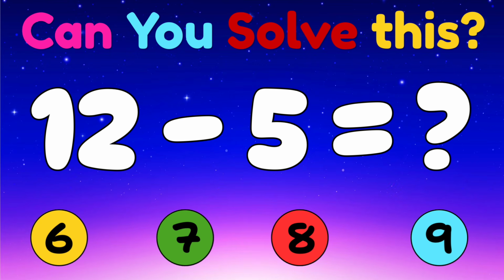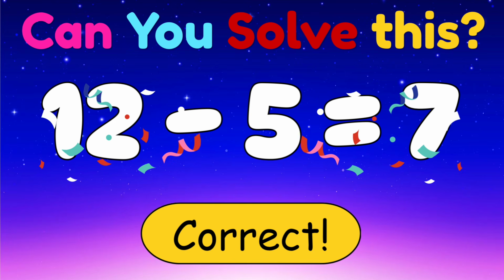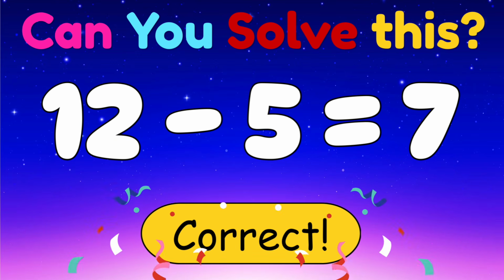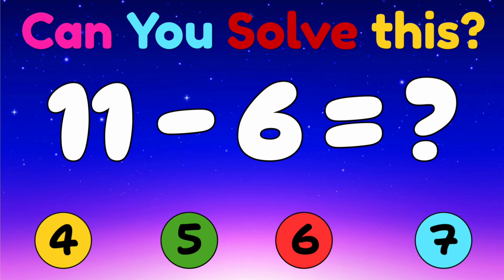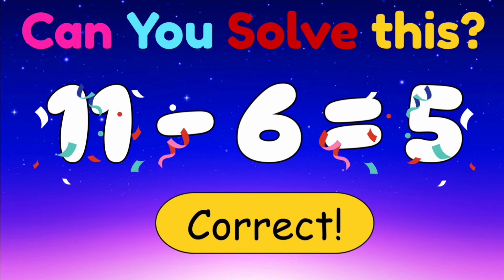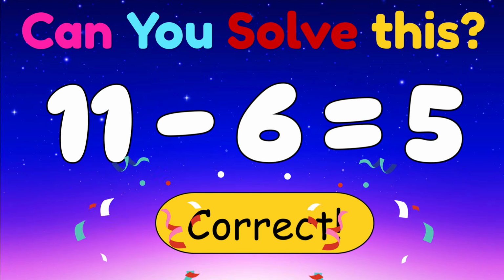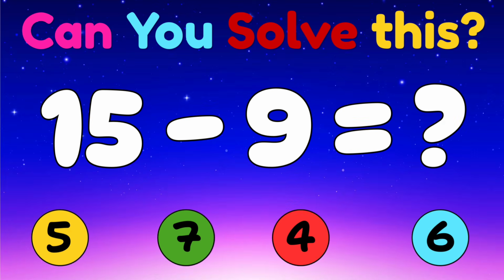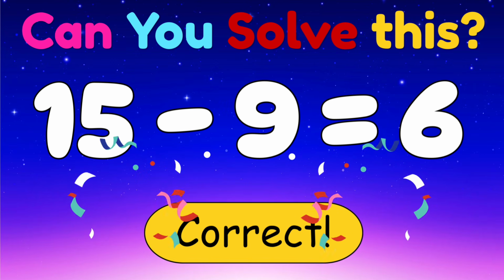What is 12 minus 5? The correct answer is 7. Amazing. Let's try this one. 11 minus 6 equals. The correct answer is 5. Great job. What is 15 minus 9? Correct. It is 6. Awesome job.